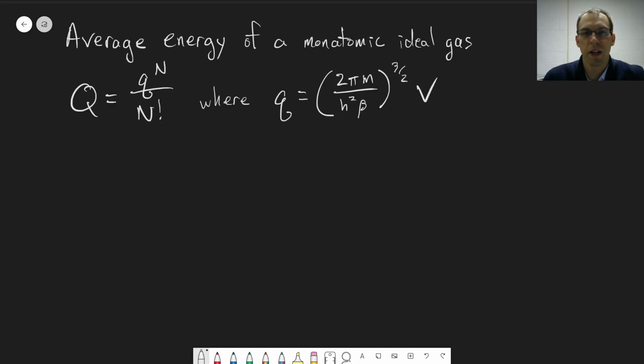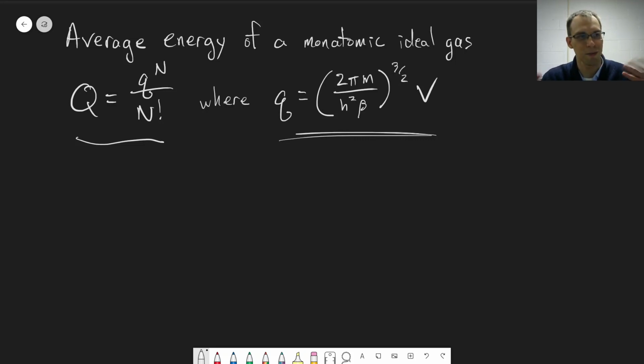In this video, we're going to look at an example of calculating an average energy given a partition function. We're actually going to derive this expression for the partition function of a monatomic ideal gas. At the end of this chapter, we'll look at why big Q looks like this. But this expression over here for little q we'll derive in our next chapter, and see where this comes from. So this isn't just something out of thin air.